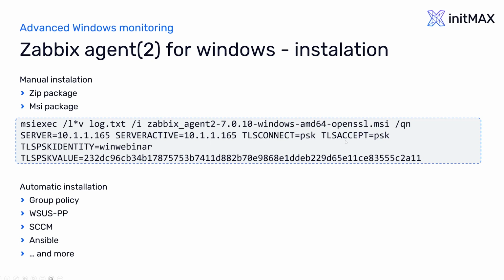TLSConnect PSK and TLSAccept PSK mean that we are going to use encryption in the communication between the Zabbix agent and our Zabbix server and proxy. And the encryption is not going to be certificate based, it's going to be PSK based, so we need to specify the PSK identity, which is going to be some sort of string, and generate the PSK value, which you will also need to provide in the Zabbix frontend. Let me actually show you.